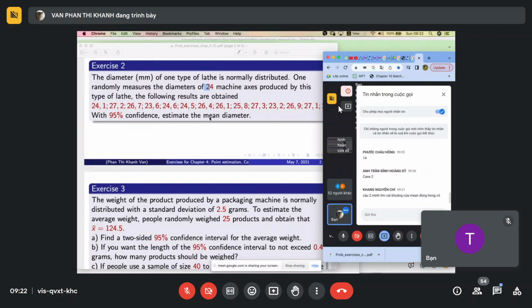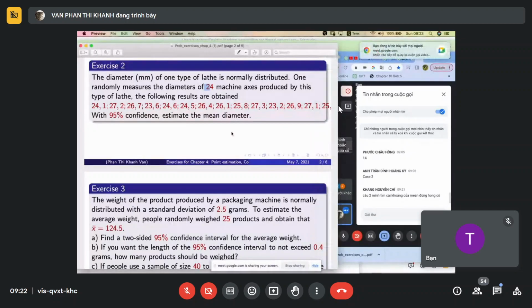No. We have to estimate the mean diameter. So it means we find a 95% confidence interval. The mean diameter is mu, sorry, not x bar. We want to estimate mu, and 95% confidence means the interval. And if we don't say anything, it means two-sided.